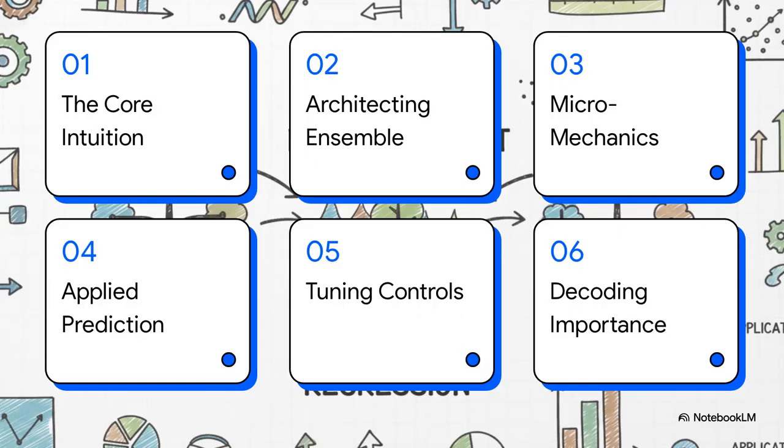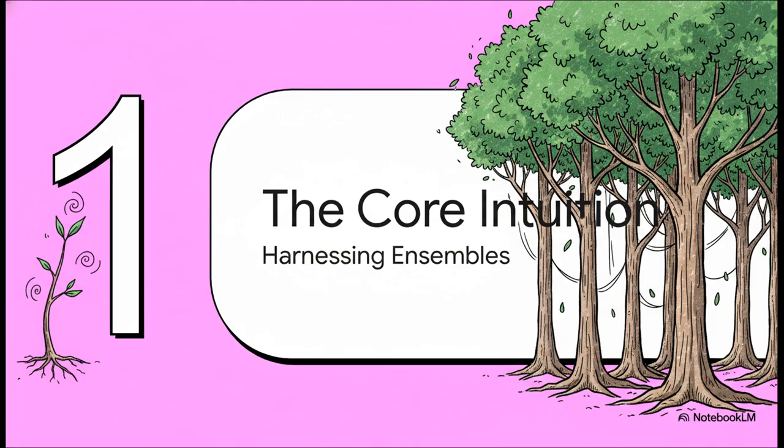Okay, so here's our blueprint for today. We've got 6 sections. First, the core intuition. Second, architecting the ensemble. Third, the micromechanics of node splitting. Fourth, a real-world application predicting yield strength. Fifth, tuning the architecture controls. And finally, decoding feature importance. Let's jump right in. Section 1, the core intuition.